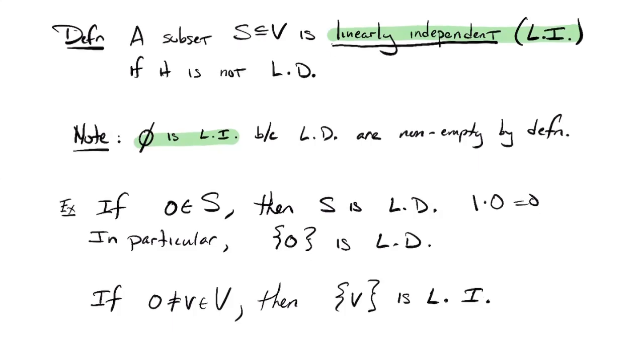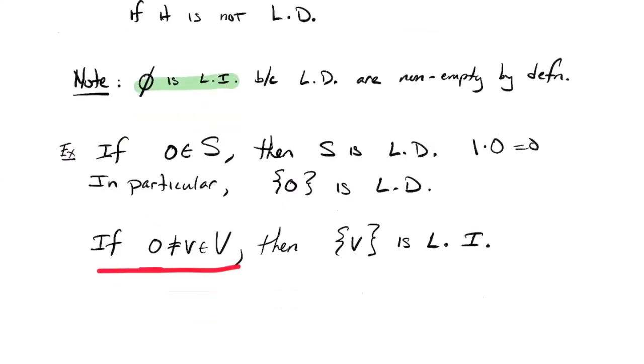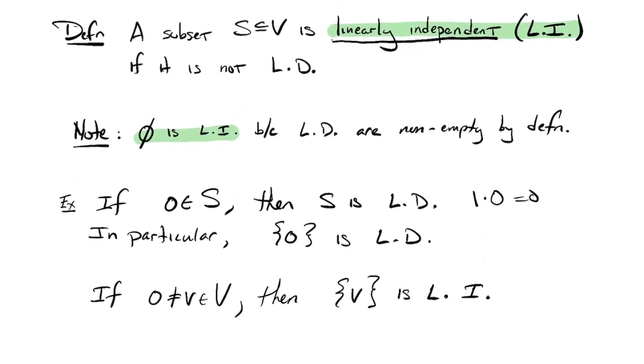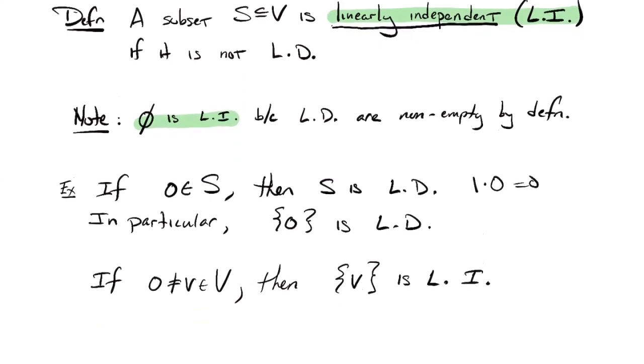Conversely, though, I'm kind of down here now. If you take a non-zero vector, then the set that contains exactly that vector is always linearly independent, right? And how to check that? Well, let's just see. If this set were linearly dependent, then there must be some linear combination of vectors in it.